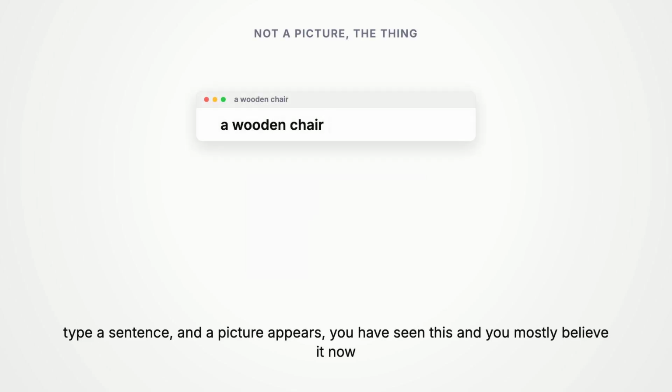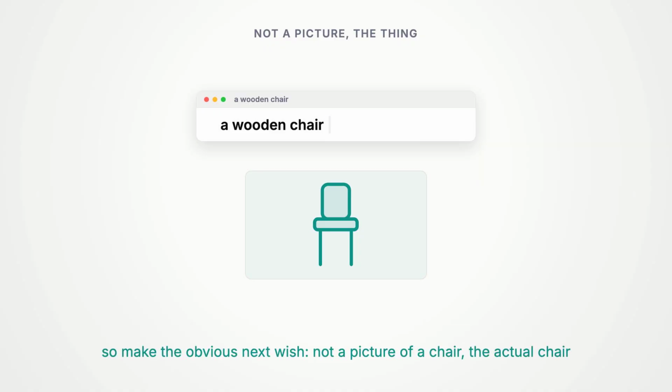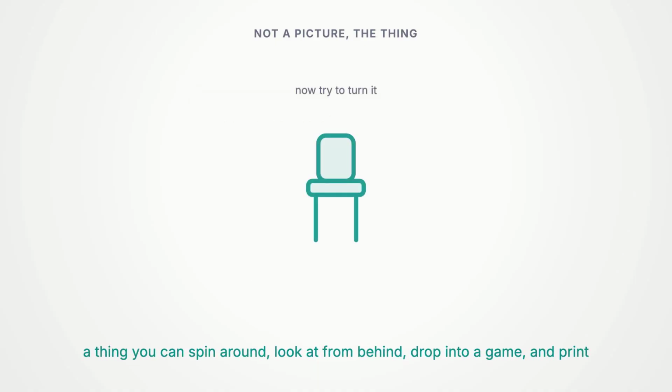Type a sentence and a picture appears. You have seen that and you mostly believe it now, so make the obvious next wish. Not a picture of a chair, the actual chair. A thing you can spin around, look at from behind, drop into a game and print. The picture took a couple of seconds.